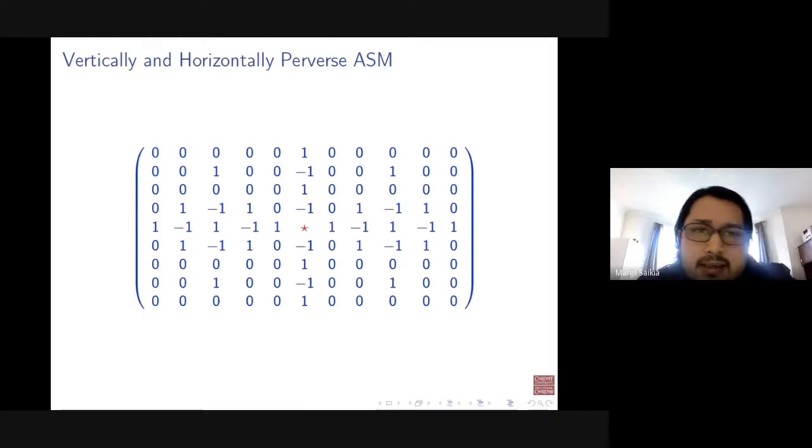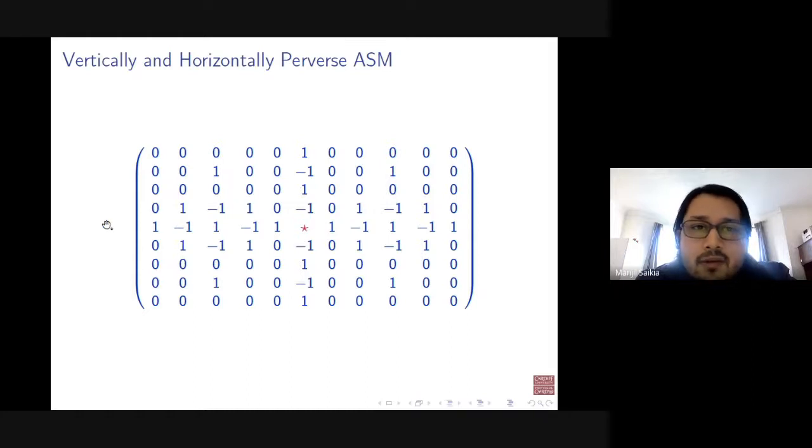So there is another class of vertical and horizontal symmetry alternating sign matrix, and this is called a vertically and horizontally perverse alternating sign matrix. So you see that this is no longer a square matrix now. If you count, I think the number of columns is 13 and the number of rows is 11. So this is no longer a square matrix, and there is a special entry in the middle.